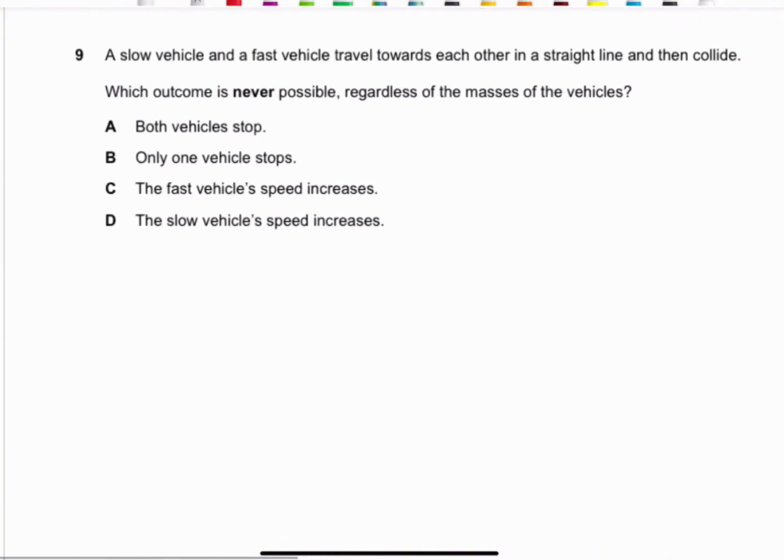Okay, very important. Question 9. A slow vehicle and a fast vehicle travel towards each other in a straight line and then they collide. Which outcome is never possible regardless of the masses of the vehicles, right? So which outcome can we never get regardless of the masses of the vehicles?